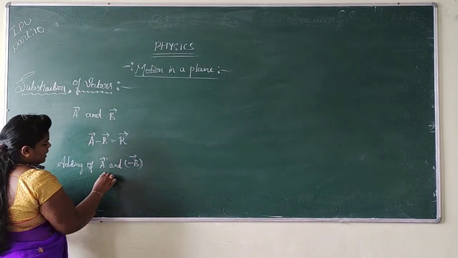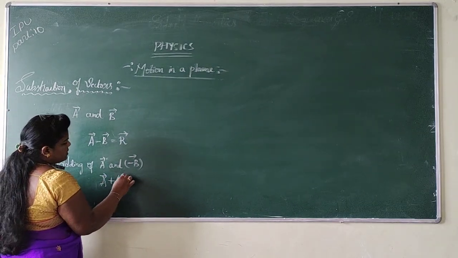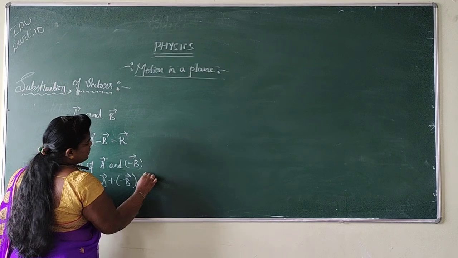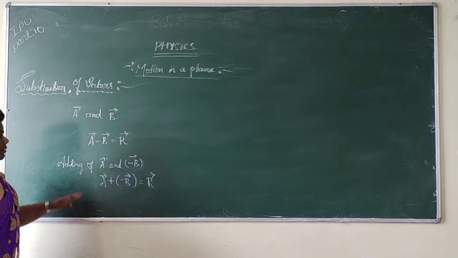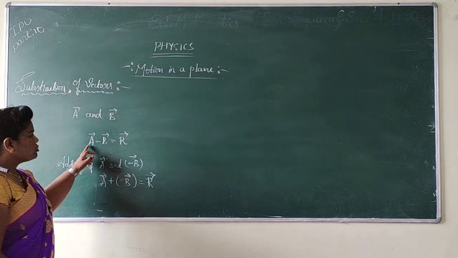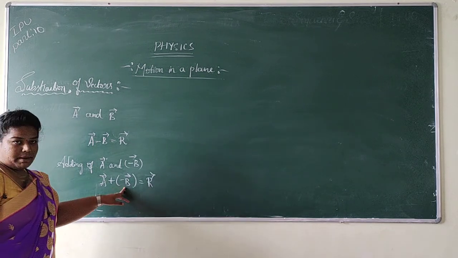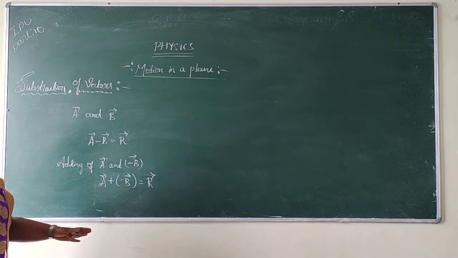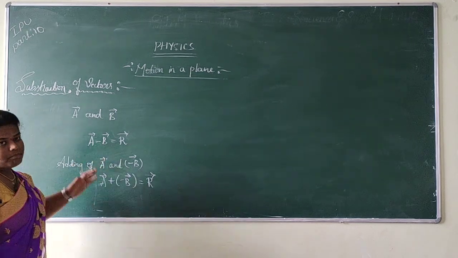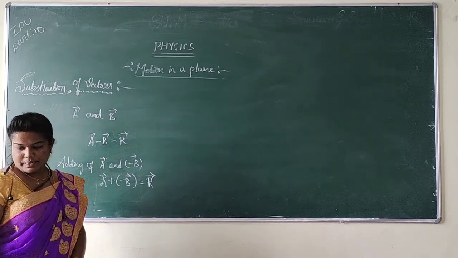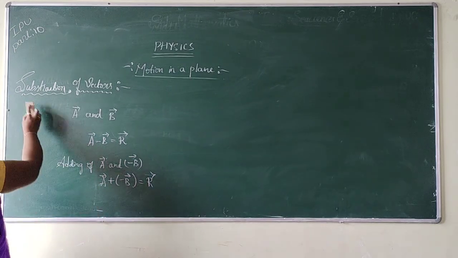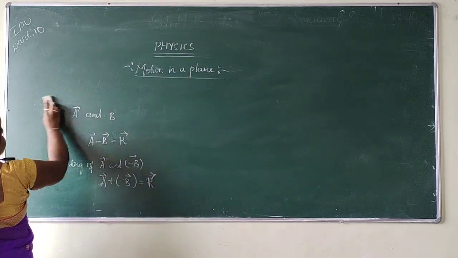So how to write this? A plus of minus B gives you the resultant vector R. So we can write the subtraction of vector in two different ways. Adding A plus minus B gives you R, or else subtracting B from A gives you the resultant vector R. This is about subtraction of vector.